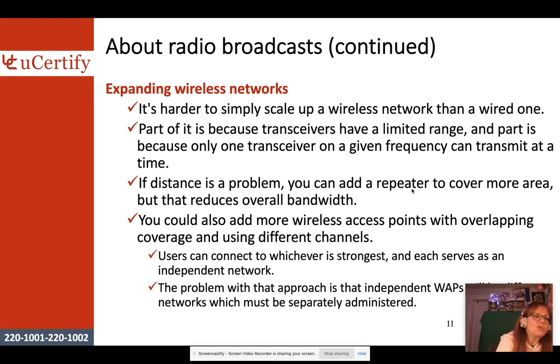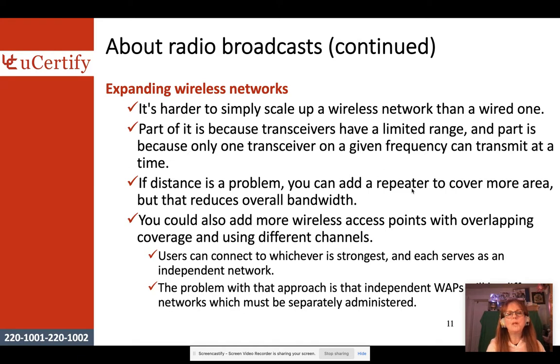So let's say you've got a great wireless network, but it just isn't reaching as far as you need it to. It's harder to simply scale up a wireless network than it is a wired one. With a wired one, you can add a switch and there you go. Add more nodes, you're good to go. You may have to add a router and another subnet and then a switch, but pretty much, it's pretty easy to expand a wired network.